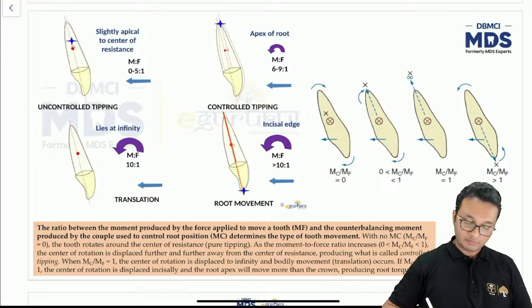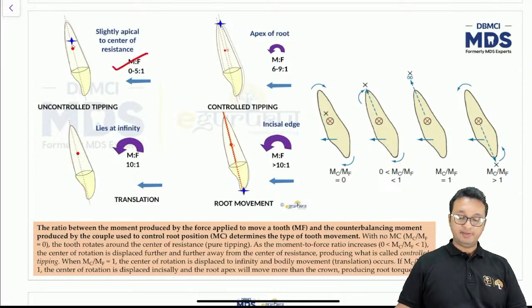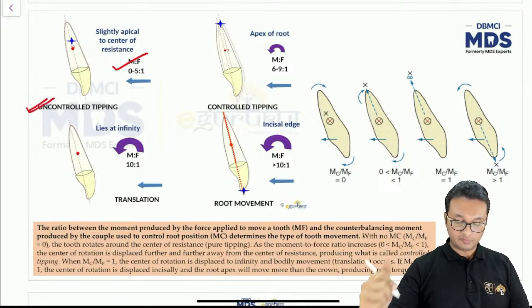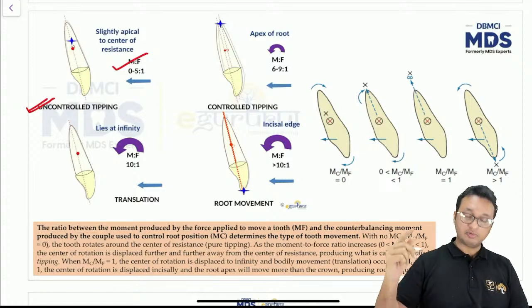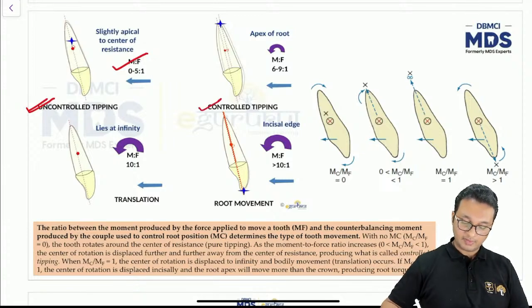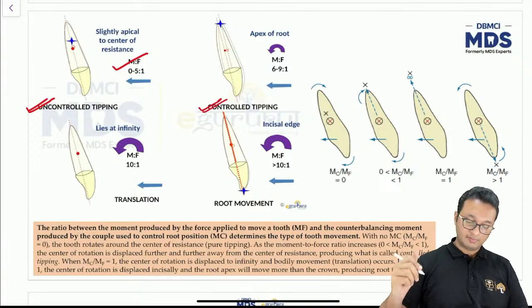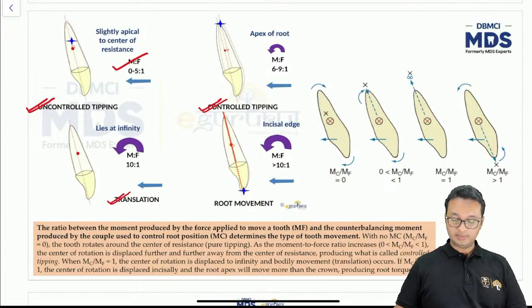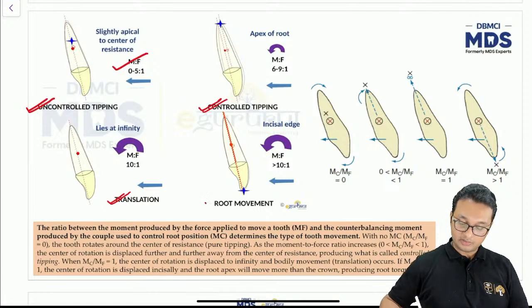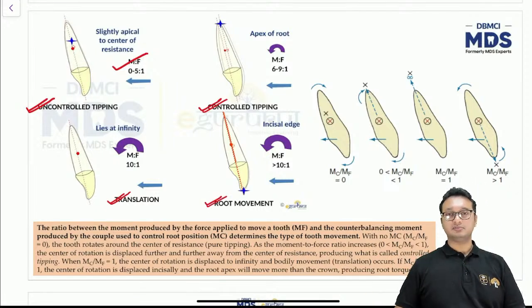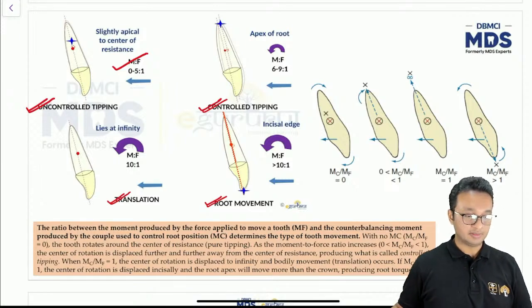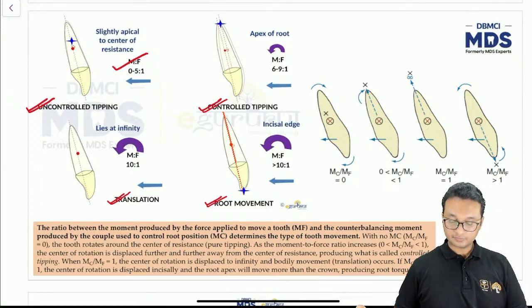Whenever we have a moment to force ratio between 0 to 5:1, we have uncontrolled tipping. Whenever the moment to force ratio goes from 6 to 9:1, we have controlled tipping. Whenever it is 10:1, we have translation or bodily tooth movement. And whenever we intend to move the root, that is torque, the moment to force ratio should be more than 10:1.